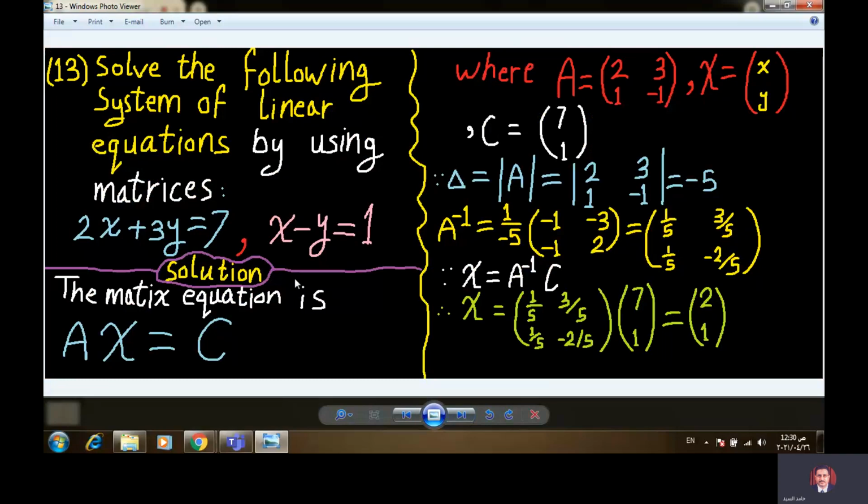Now, number 13. Solve the following system of linear equations by using matrices. 2x plus 3y equals 7, x minus y equal 1. Solution. The matrix equation is AX equals C. A here is a matrix. X here is a matrix of the unknowns.